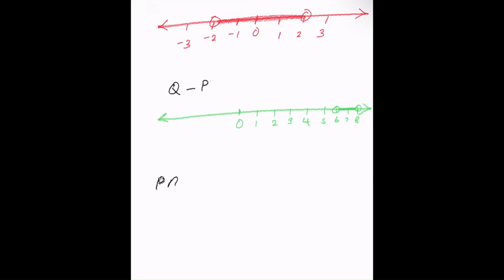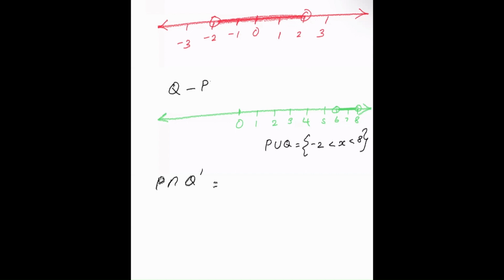P intersection Q dash. So what is the meaning of Q dash here? Q complement. They have not given a universal set. So what is considered as universal set? The P union Q is what they are considering as universal set. What was P union Q? It was starting from -2 less than x less than 8. This is our P union Q. -2 less than x less than 8.